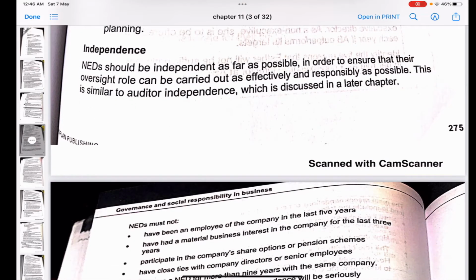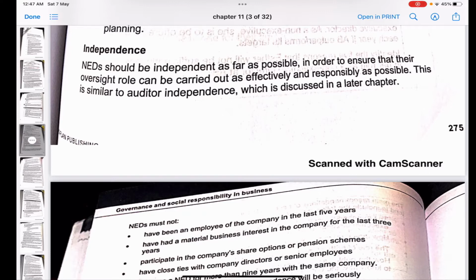Independence. So NEDs should be independent as far as possible. So what do they mean by independence? Independence means that the NED is not related to somebody in the company. If there is somebody who is not related to anyone in the company, then they will be unbiased and they will do the work in an unbiased manner. If me and my friend start a business and if my friend was the director, she will do things in my favor. If I want to do something wrong, then she will also do something wrong with me, right? That is the reason why we need independence. But if I have a business organization with someone who is not my friend, will they support me when I'm doing wrong things? No. So that's the reason why we need NEDs to be independent.